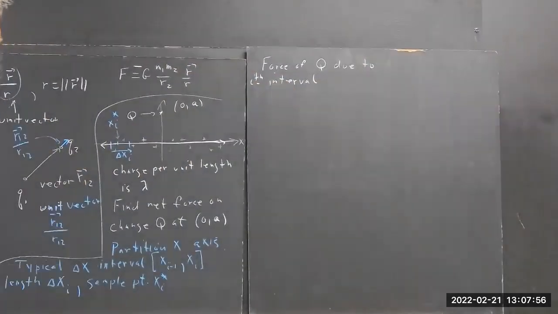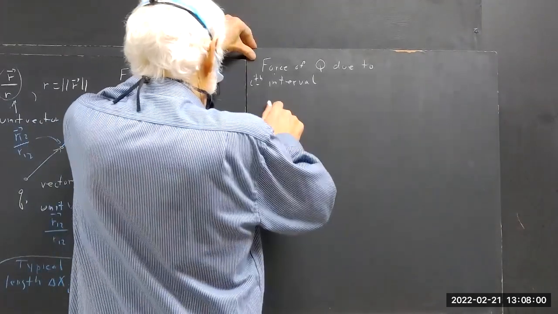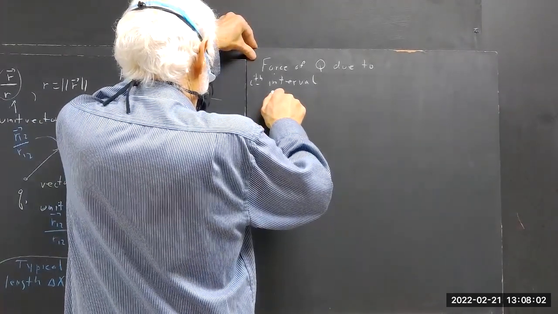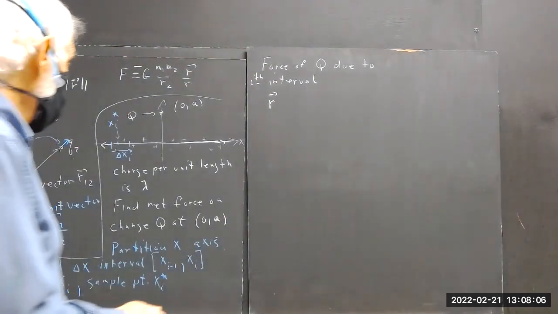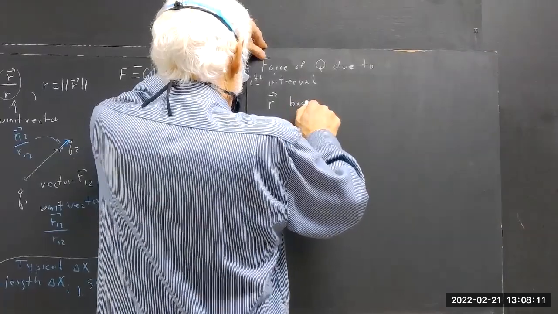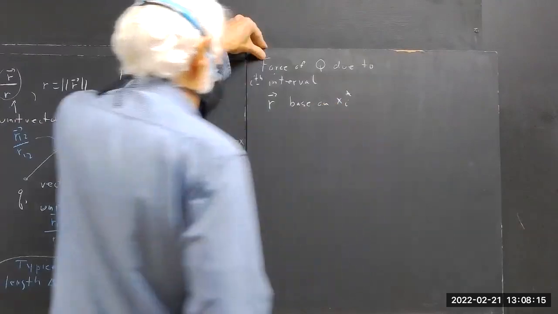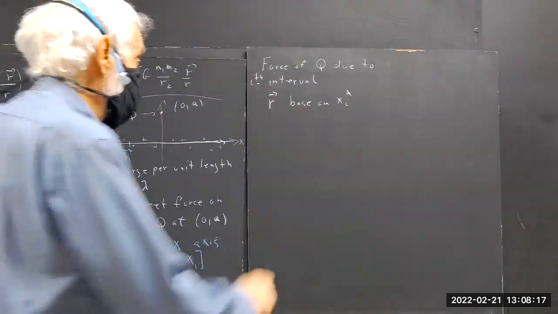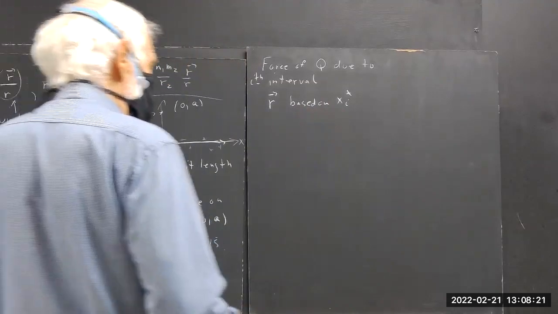A force on Q due to the ith interval. You pretty well got this, and you said it very quickly. Your R vector is based on xi star, based with a d on the end. Okay, based on xi star.